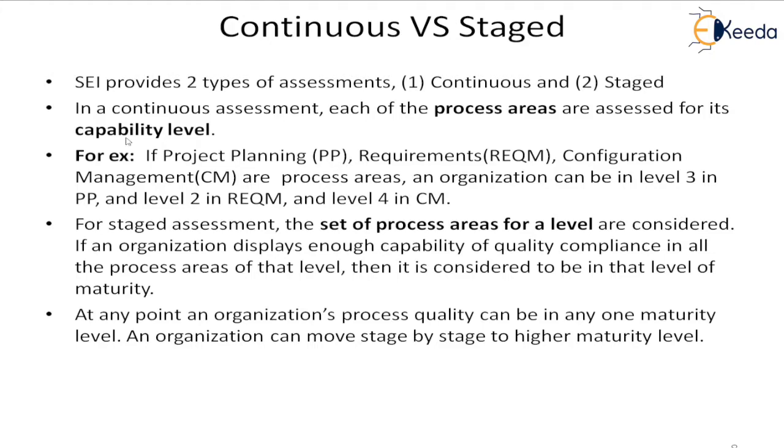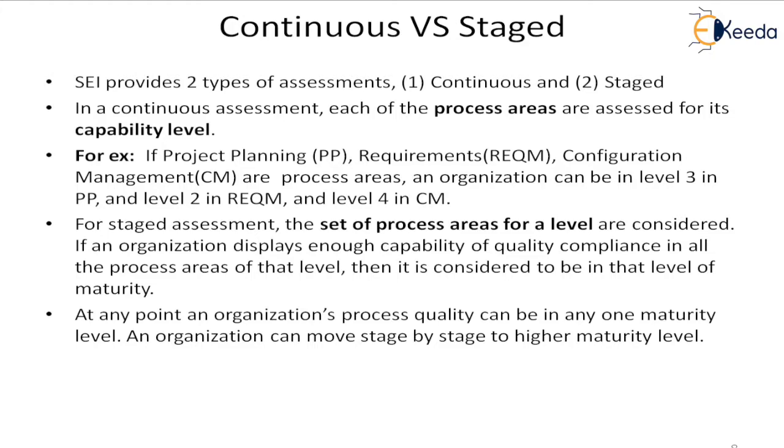For example, suppose we take 3 process areas like project planning, requirements management, and configuration management. When an organization measures across different projects, they may find that project planning (PP) is in level 3, whereas requirements management is at a lower level 2, but configuration management is at a much higher level, level 4.